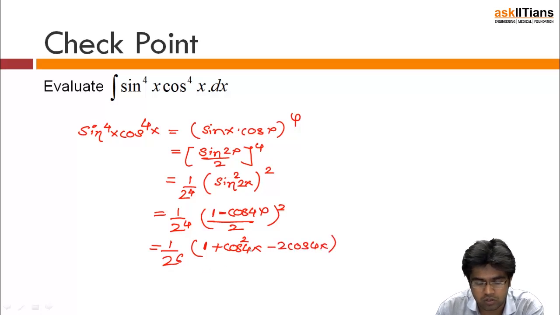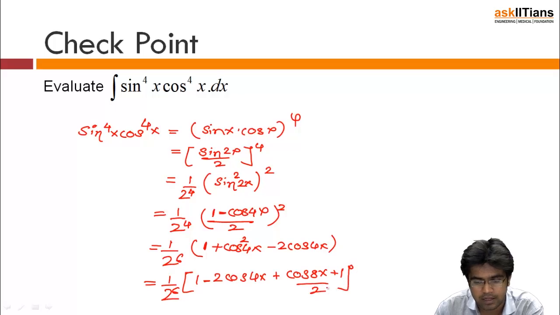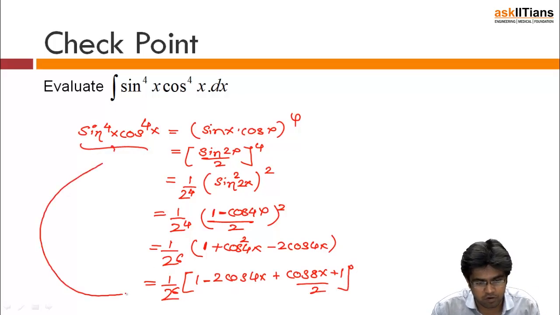To this cos square 4x, what can I do? 1 upon 2 to the power 6, 1 minus 2 cos 4x. Cos square 4x, I can write as cos 8x and then plus 1 by 2. That's it. Now you can see that each and every term of the simplified form is integrable.